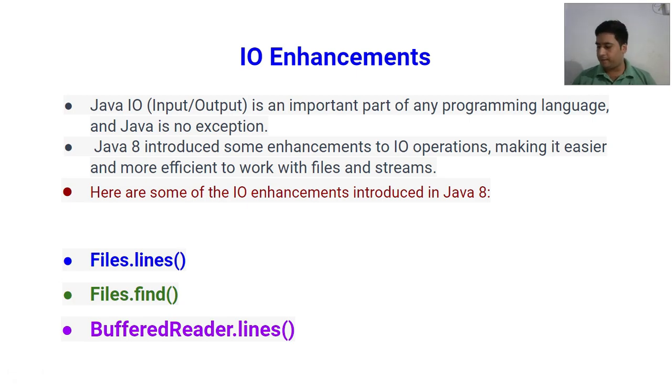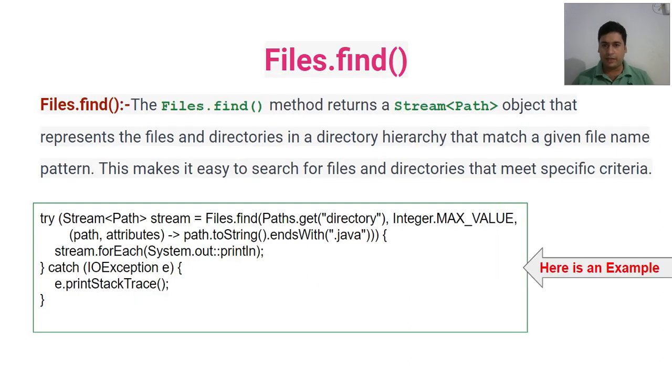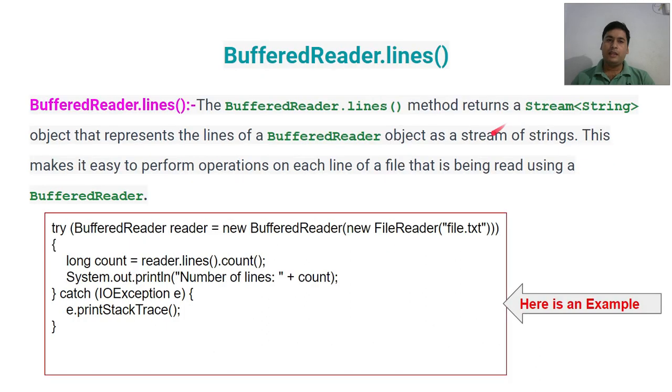You can discuss it. Okay, so this is Files. How can we use it? You can see here. If you want to read a file with lots of lines as a stream, you can take the help of the lines method and read the file. In the same way, if you want to find files, you can use this method. It's very easy and you can just go through that. This is the BufferedReader lines method. It's also a very important method, and it's also a part of Java 1.8.